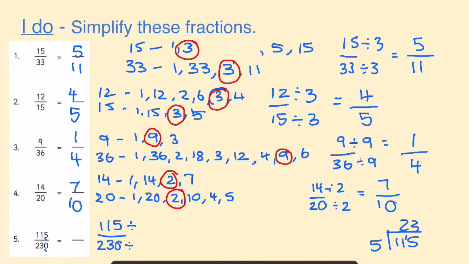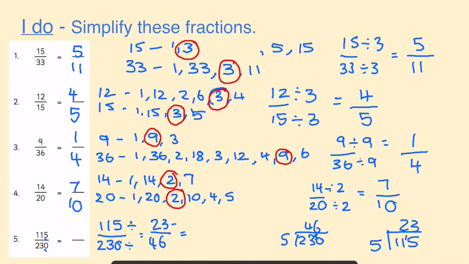23. And then 230 divided by 5. It's 4, it's 3 remainder 6, 46. Okay, 23 over 46. And now I can see that just by looking at these numbers, I know that 23 is actually half of 46.